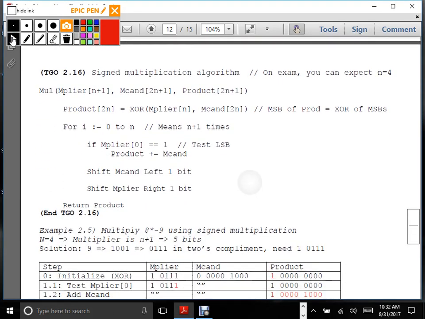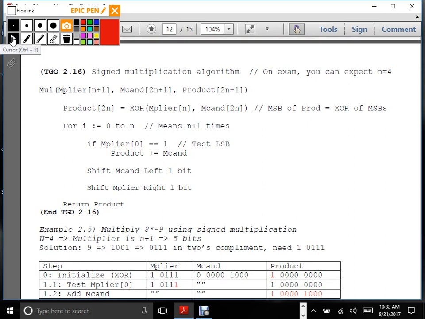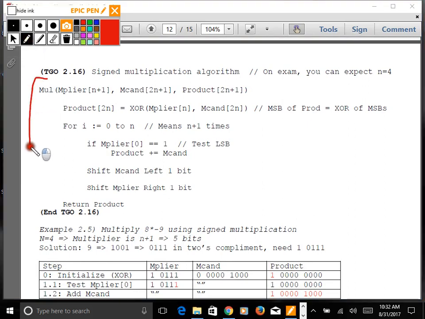So this is the actual sign multiplication algorithm. What's going on here is if you were to write a multiplier, you would take in the number of bits, n. Now the reason I have it this way, even though it'd be very easy to just write multiplier is 33 bits, multiplicand is 65 bits, is because it's 2n plus 1.